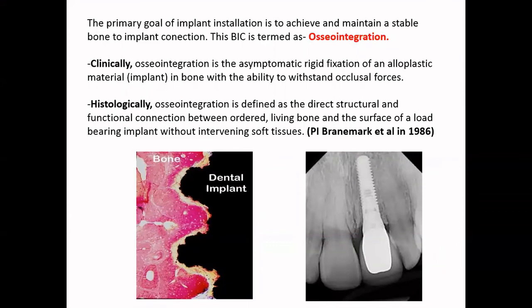It was given by Brånemark et al. in 1986. So, for osseointegration, the bone should be fused with the implant surface. You can see the histological picture where the bone is fixed with the implant surface and has taken the shape of the implant. So this type of osseointegration gives stronger stability of the implant.